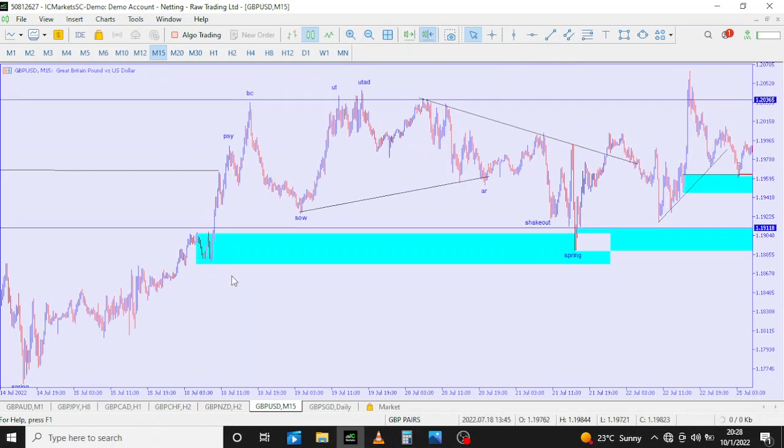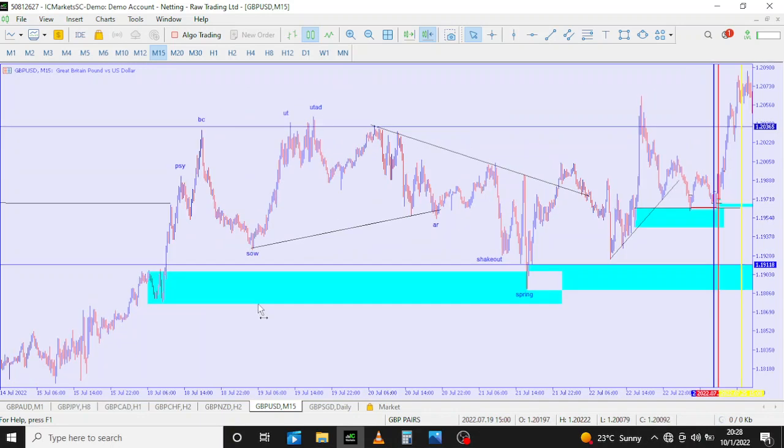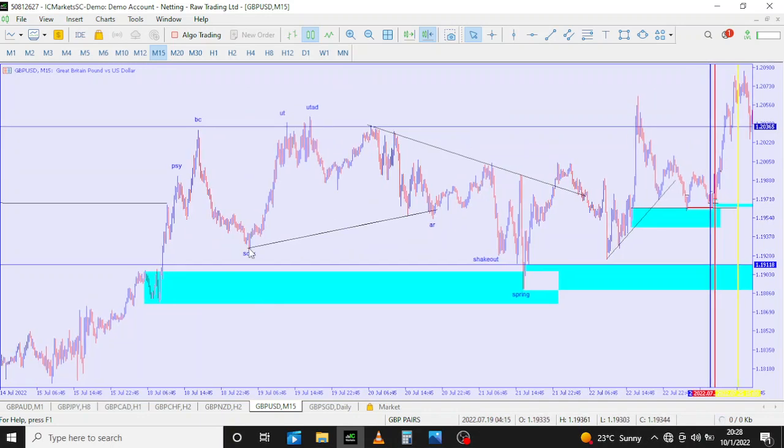So the price didn't have to go below this point. If the price went even by a pipette, we would have changed our bias. But it took the liquidity below.